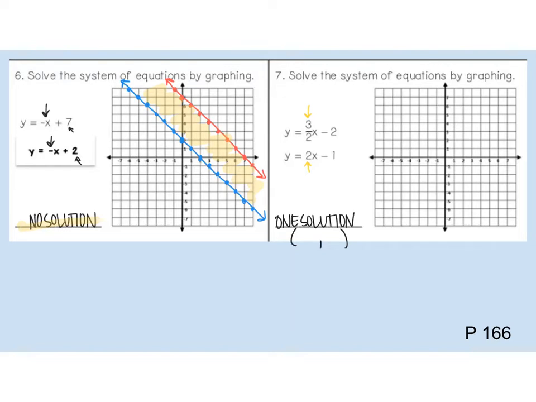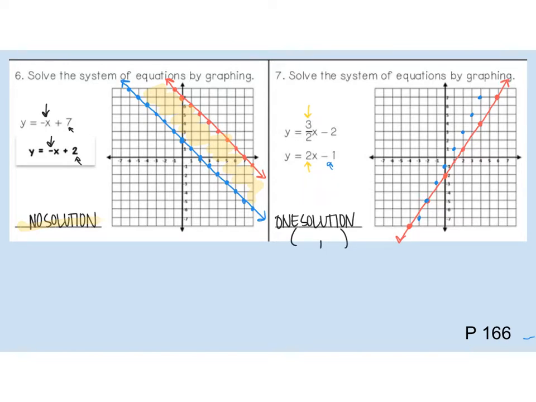My first equation has a y-intercept of -2 and a rise of 3, run of 2, rise of 3, run of 2. And for my second graph, I have a y-intercept of -1, and then I rise 2, run 1. And you'll notice that this looks like it's getting further away, which means it's probably going to be in the other direction. Drop 2, run 1, drop 2, run 1.